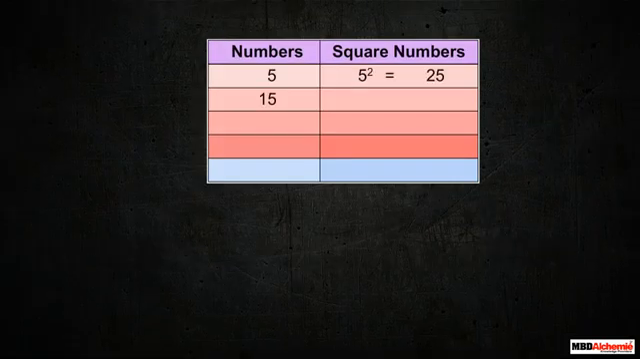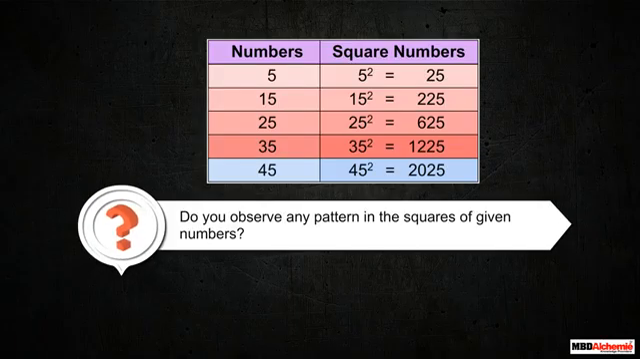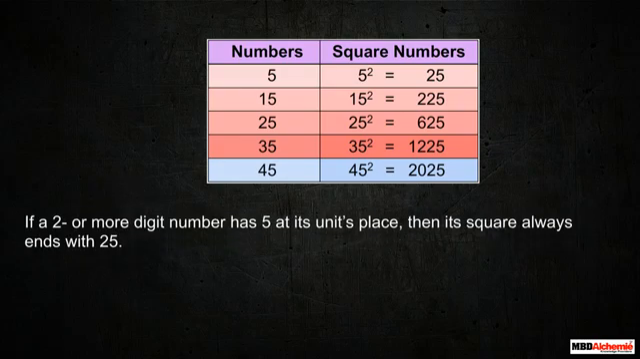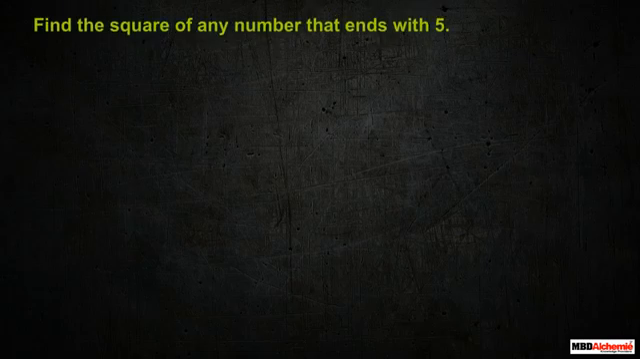Let us see the numbers having 5 at units place and their squares. Do you observe any pattern in squares of given numbers? If a 2 or more digit number has 5 at its units place, then its square always ends with 25. Let's see one trick to find the square of any number that ends with 5.